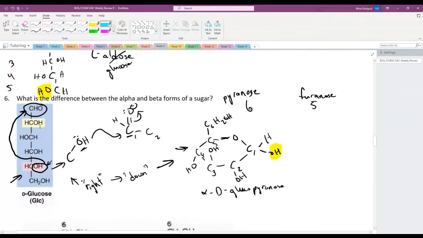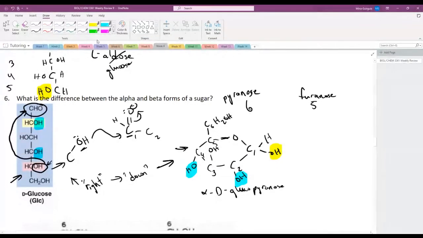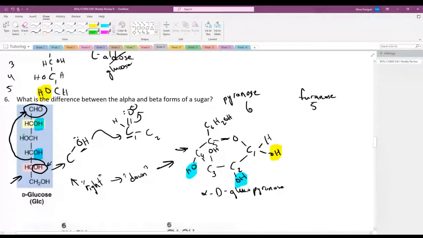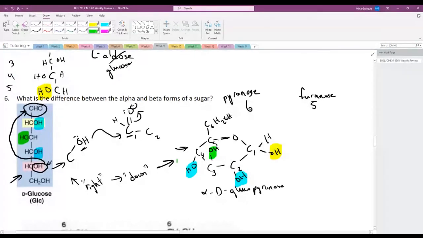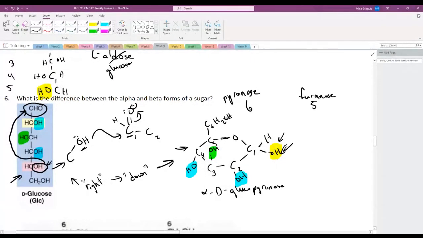Okay. So let's highlight these in blue. Carbon number 2, down. Right, down. Carbon number 4, right, is down. And we'll use green for carbon number 3, which has it up, and then 5 and 6 are the exceptions. Okay. So I highlighted this one in yellow. Why did I do that?